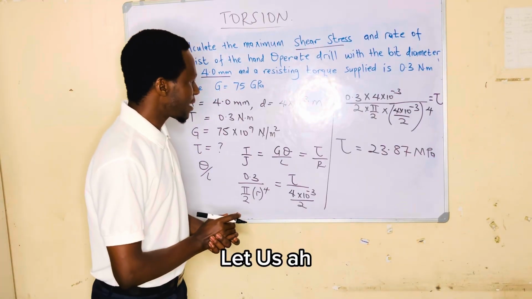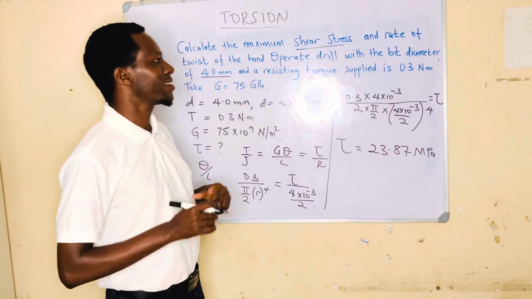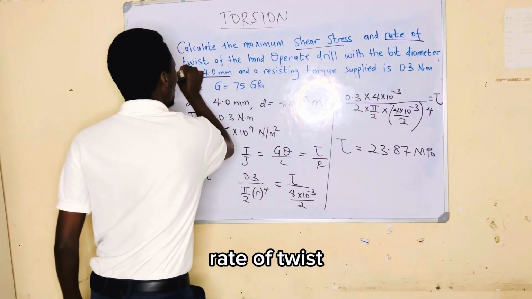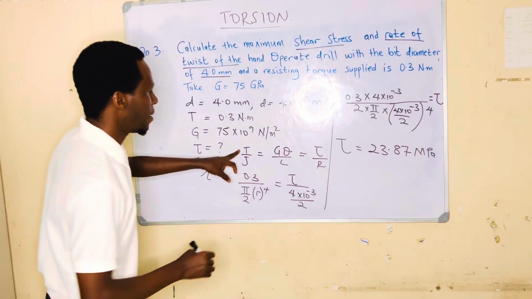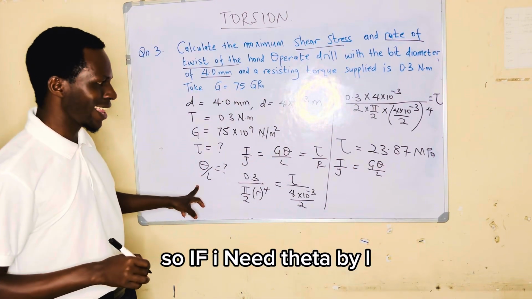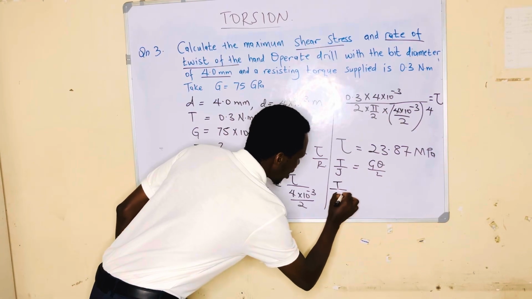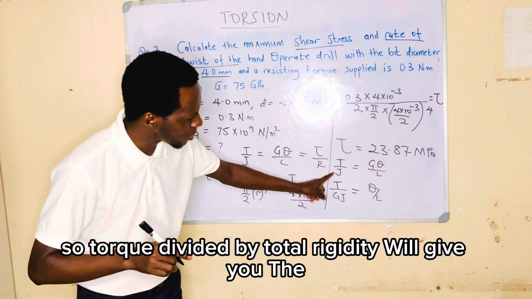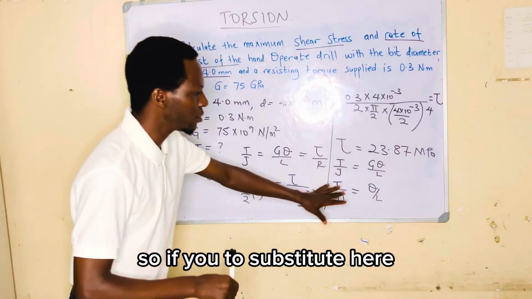Right, so let us continue to do the second question. The resisting torque supplied is given to be 0.3, but the second question says we have to find the rate of twist, as I have stated here. So from T by J equals G theta by L, if I need theta by L, I have to bring G to this side. So this is going to be T out of GJ equals theta by L. Remember last time I told you that GJ is the torsional rigidity. So the torque divided by the torsional rigidity gives you the rate at which the twist is happening. If you substitute here, you get the answer straight away.